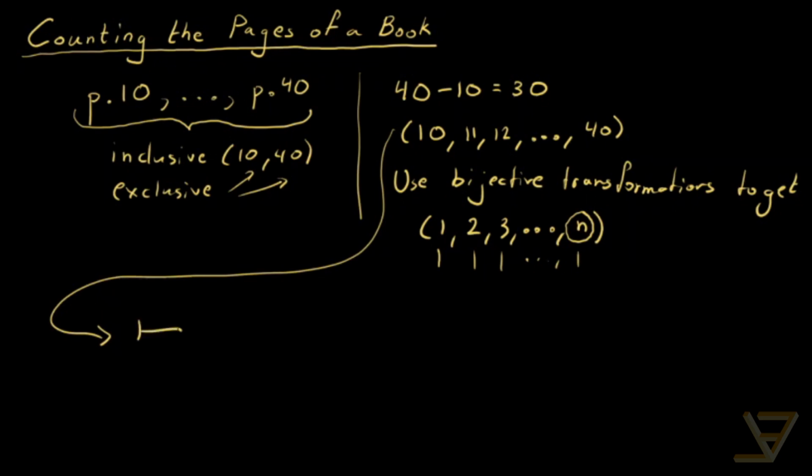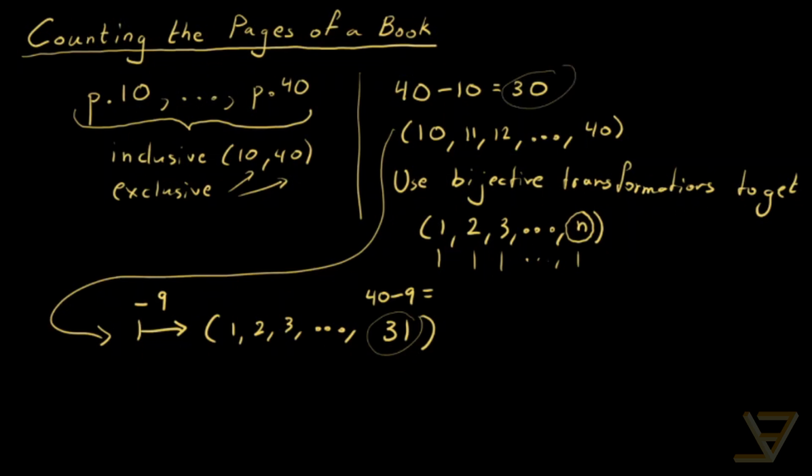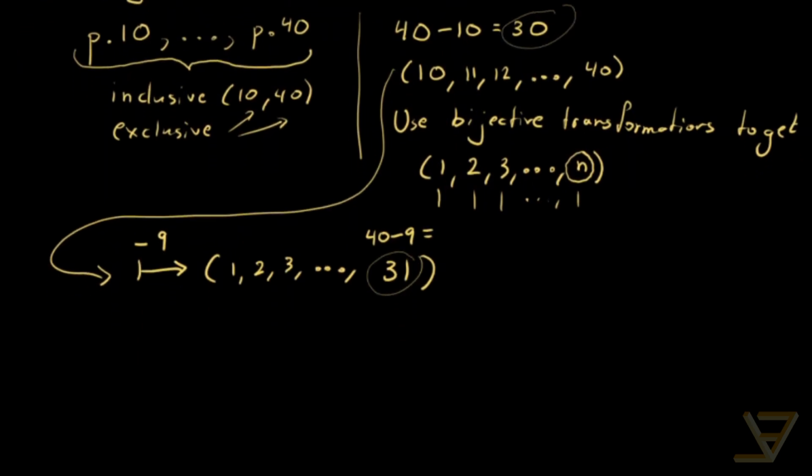What we're going to do is subtract 9 from each of the entries, and that gives us 1, 2, 3, all the way through to 40 minus 9 equals 31. And so the answer is 31, which is 1 off of our guess over here. Now we've tackled the inclusive problem.